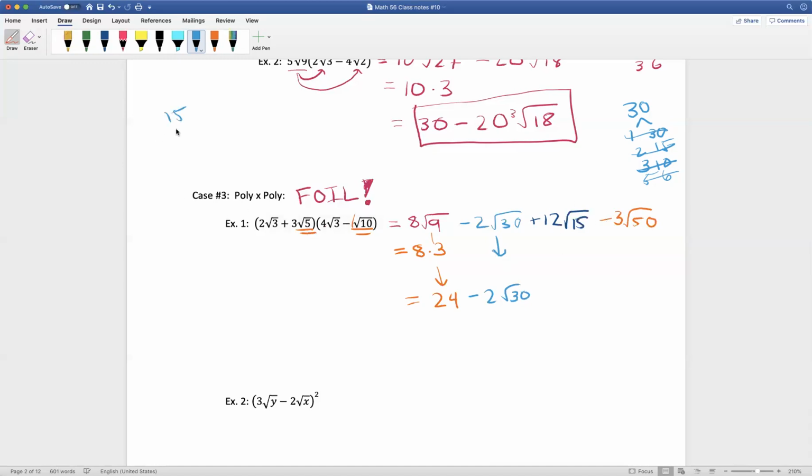Let's think of all the factors of 15: 1, 15, 3, and 5. None of them are perfect squares either, so there's nothing we can do with that. So I'm just going to rewrite that as plus 12 square root of 15.